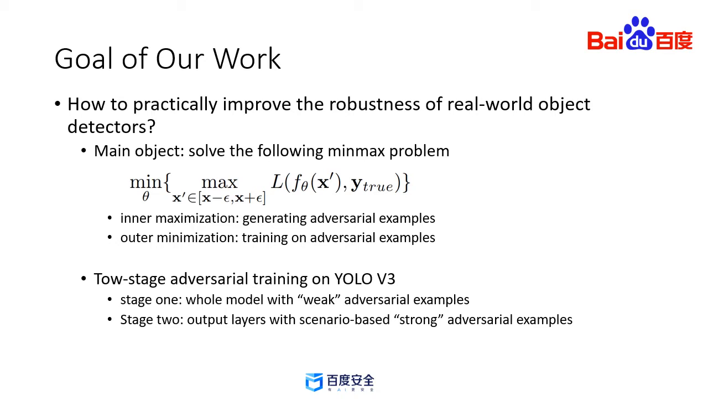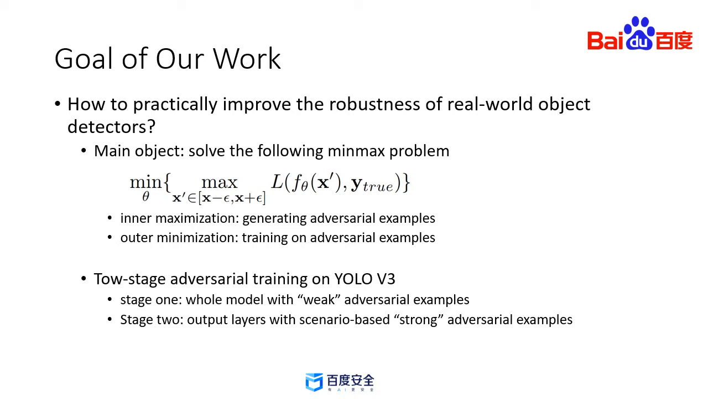The main objective can be formalized as the following min-max problem. We solve the inner maximization problem by generating adversary examples with multi-step PGD method. Then we solve the outer minimization problem by training the model on the generated adversary examples. The intuition behind our work is to augment the training set with adversary examples.